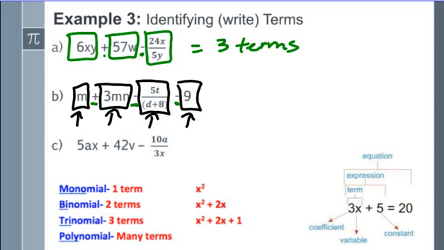Now, you can see on the bottom here, I have monomial, binomial, trinomial, and polynomials. Those are specific names that we give to expressions by their number of terms. If you only have one term, say just x squared, you would call that a monomial, one term. If there are two terms, like x squared plus 2x, we would call it a binomial. And if it's got three terms, like x squared plus 2x plus 1, that's a trinomial. Anything with more than one term is called a polynomial. So just keep those vocabulary words in mind. You're going to hear those throughout the year.